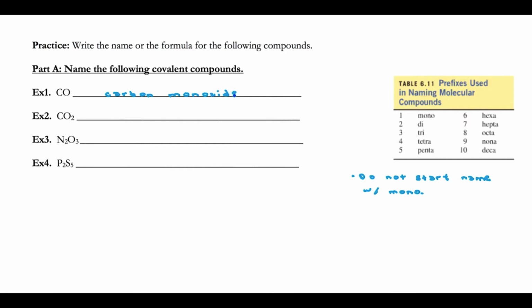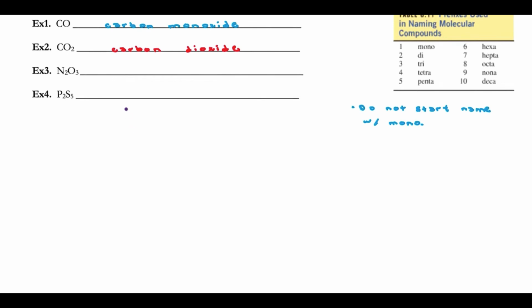Let's look at the next one. CO2. So I have 1 carbon, so I'm just going to write carbon, not monocarbon, carbon. And now I have 2 oxygens, so this is going to be dioxide. Okay, for the next one, number 3, N2O3. So now I have 2 nitrogen, so this is going to be dinitrogen. And I have 3 oxygen, so this is going to be trioxide.